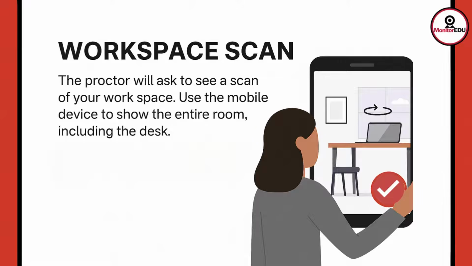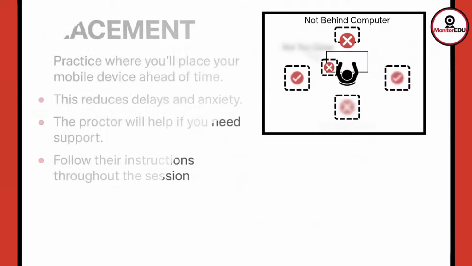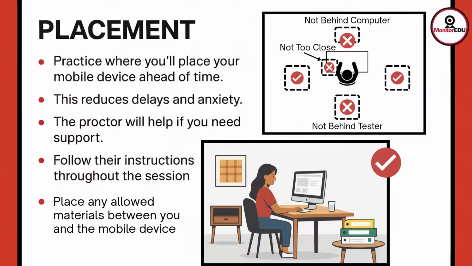Once connected and the room check is complete, they will ask you to place the mobile device off to the side. The proctor will ask you to place the phone about 3 feet or more off to the side and parallel to you. They will need a clear view of not only your workspace and desk, but also your hands, face, allowed materials, and the front of your computer screen. Please keep your materials in view and placed between yourself and your mobile device.